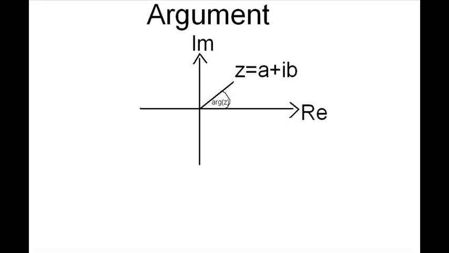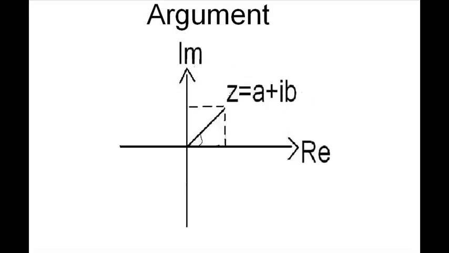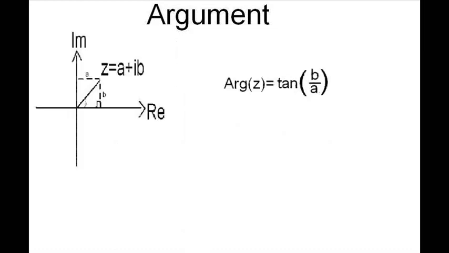So how would I calculate this? If you cannot see it directly, then let me draw it like this. What we basically have here is a right angle triangle, and like any right angle triangle, the basic ideas of trigonometry also apply here. So the argument of z is an angle, and it equals the arctangent of b divided by a.